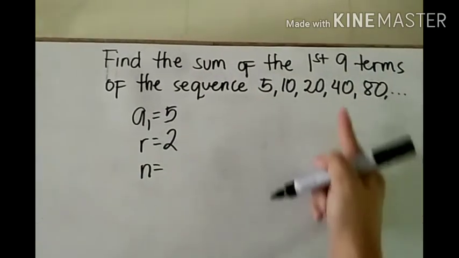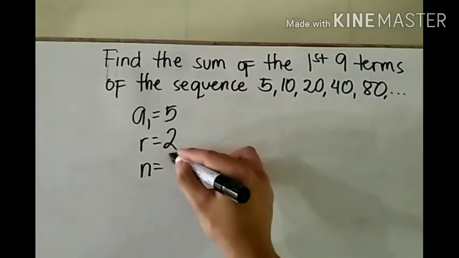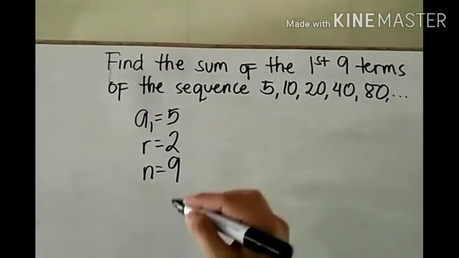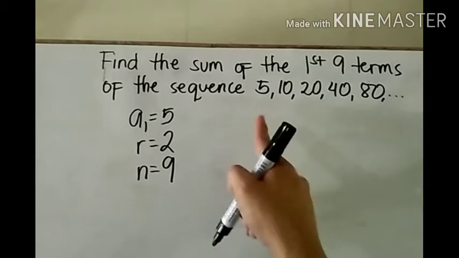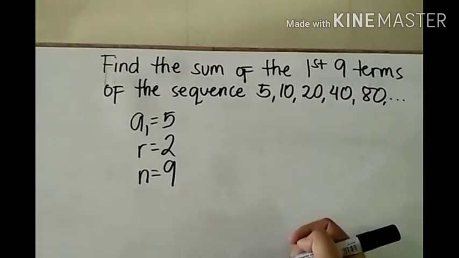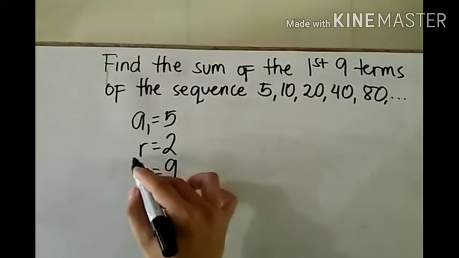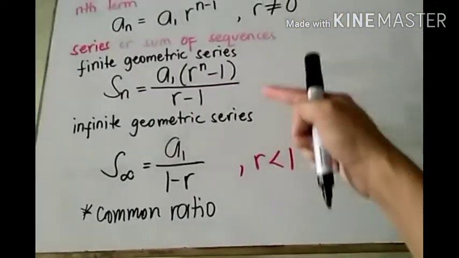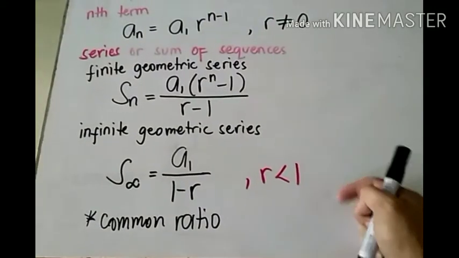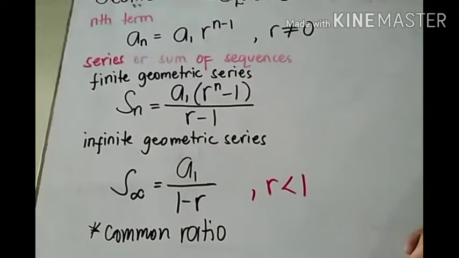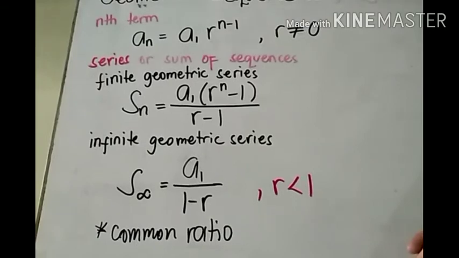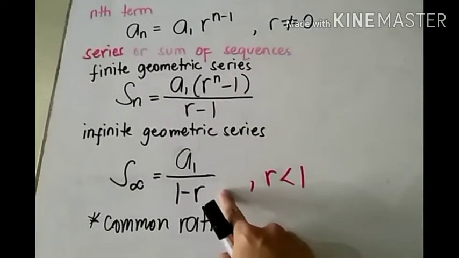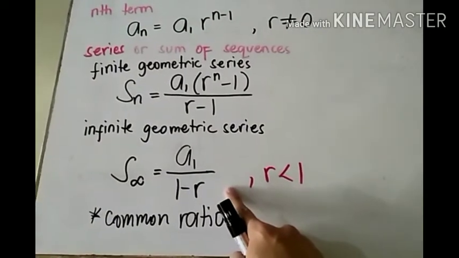Ano yung n? We are looking for the ninth term, so until the ninth term. Ano yung sum nito until the ninth term? So, r. Pansinin natin yung r. r is equal to 2. So, dito sa dalawang to, ang gagamitin natin ay yung finite geometric series because r is equal to 2. Gagamitin lang ito kapag yung r natin less than 1.